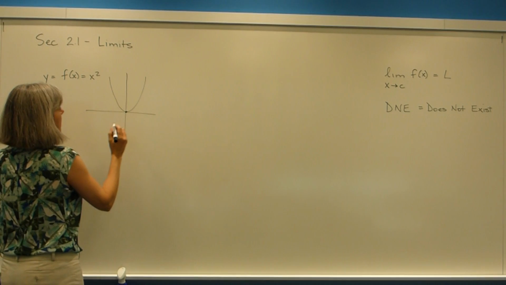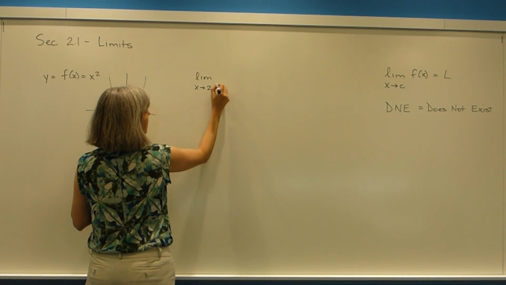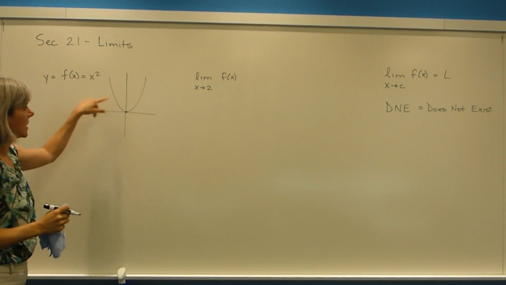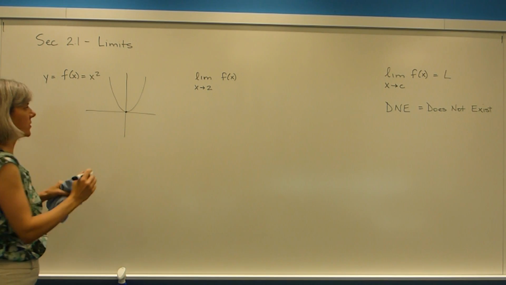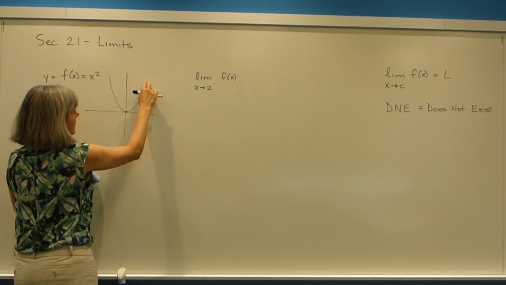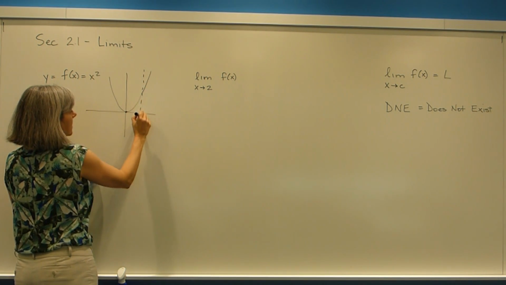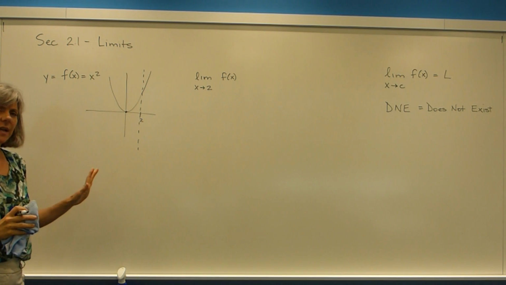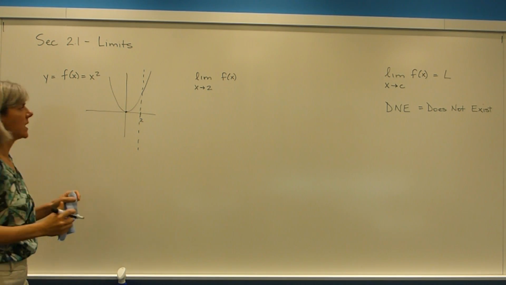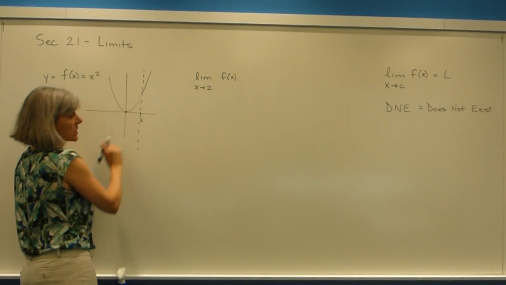Okay, so we're interested in the limit as x approaches 2 of f of x. So what's the y value doing when x is getting close to 2? So let's say here's 2, and if I want to, I can make this a little bit wider. I can kind of draw a dotted line. It's not an asymptote, it's just a line for me to be able to know where I'm aiming for. So what I want to know is, what is y doing when we get close to x equals 2?